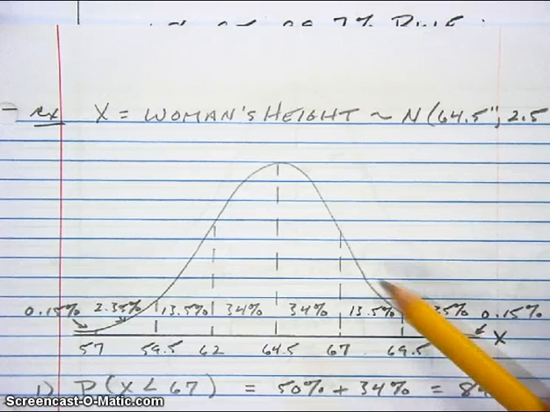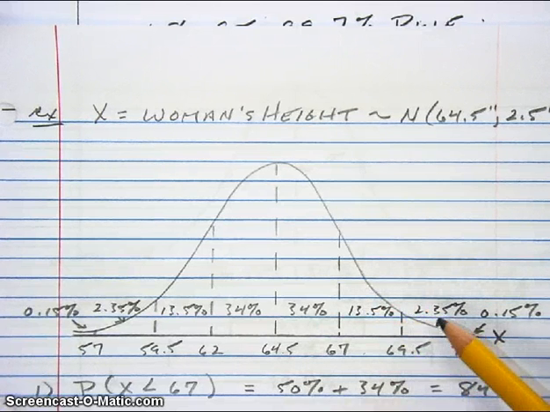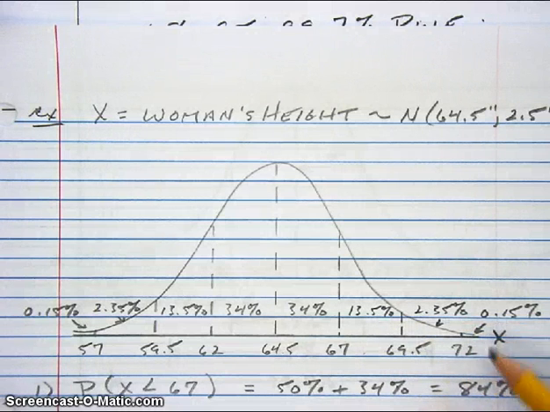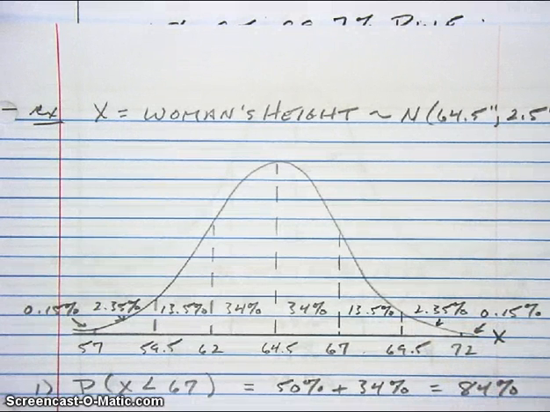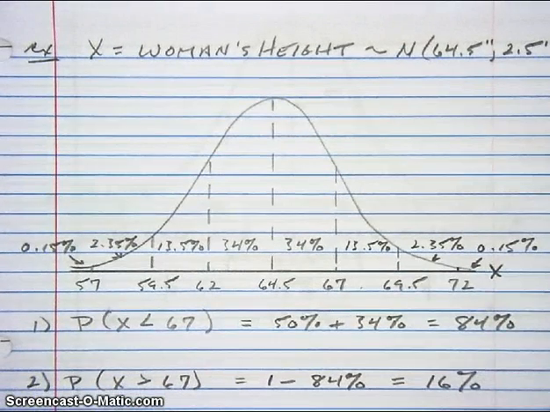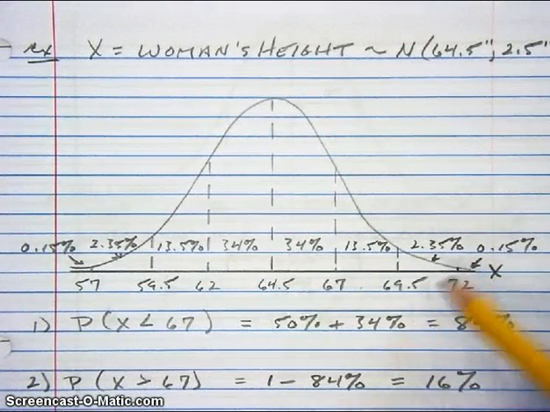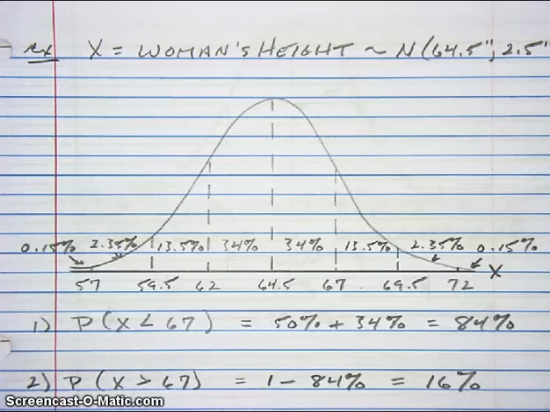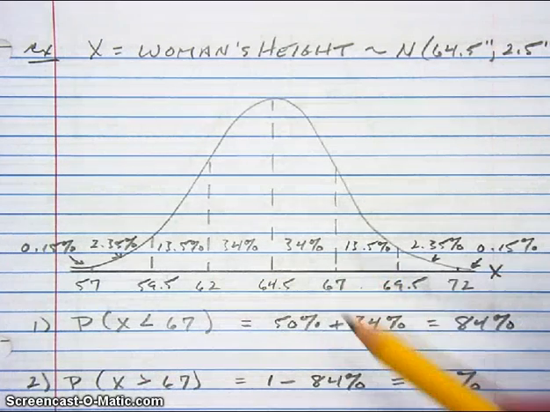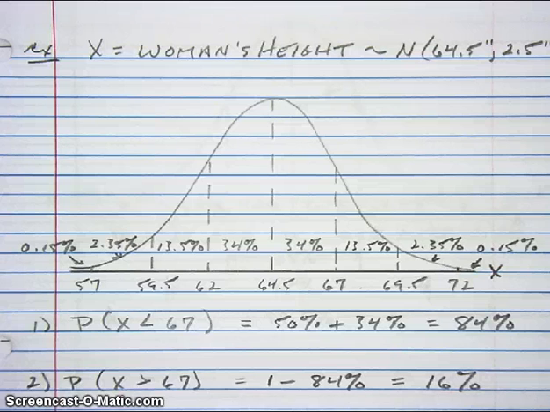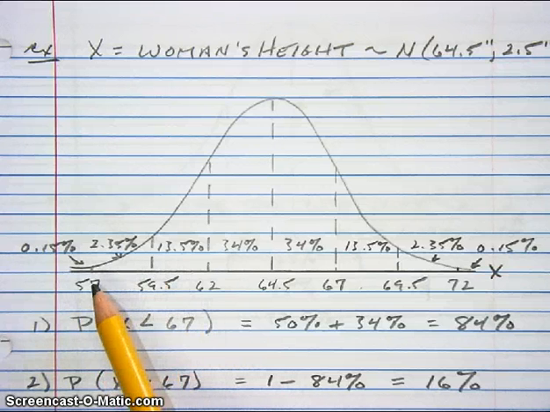If you want to find the proportion that are greater than 67 inches, you could do it either way. You could add these up. They add up to 16%, or you could subtract that 84% from 1. And that's a very common thing to do when you're trying to find the area in the right tail of a normal curve: find the area to the left of the value you're interested in, and then subtract from 1. If you want to find the area to the left of 59.5, that would give you the proportion of women's heights that are less than 59.5 inches.